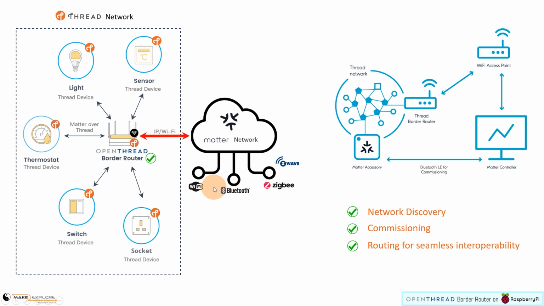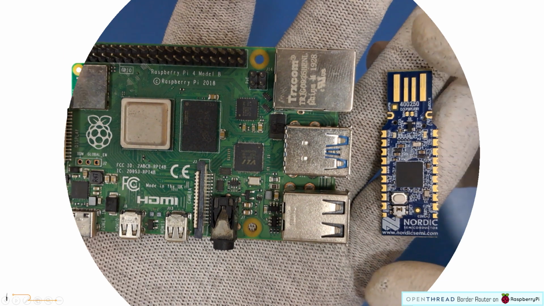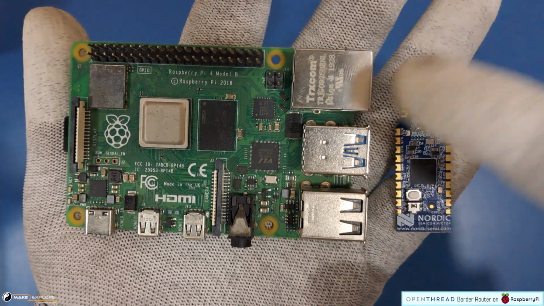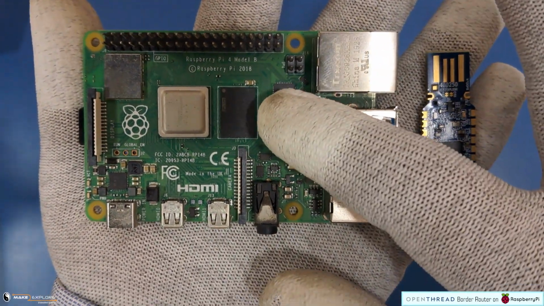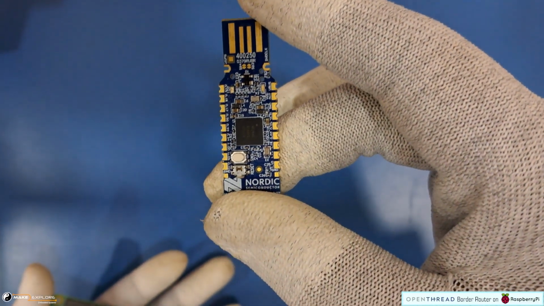Okay, so this was all about the theory part of OpenThread border router. Now let's move on towards actual implementation, meaning practical. For this practical, we will need two main hardware components: Raspberry Pi and Nordic's nRF52840 dongle. We used Raspberry Pi 4 Model B+. And this is a Nordic's nRF52840 dongle.